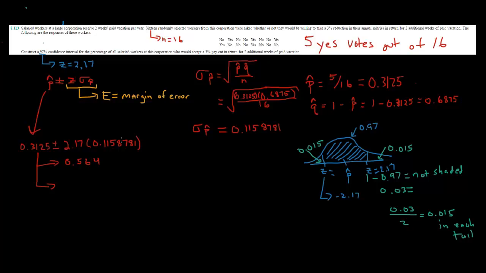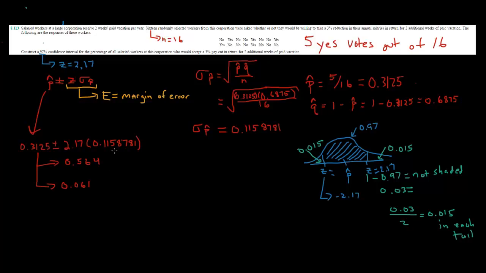Okay, that's my upper endpoint, and then for the lower endpoint, I'm going to take 0.3125 and subtract 2.17 times 0.115871. Okay, and for the lower endpoint, I get 0.061. Again, round to 3 decimal places. Okay, so there are my two endpoints.